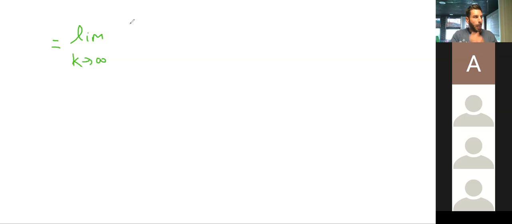So I'm going to rewrite this. Upstairs I have a (k plus 1) squared over k squared, and then this is times 4 to the k. And downstairs I had 4 to the k plus 1, but I'm going to write it as 4 to the k times 4. And then, of course, this 4 to the k cancels with this.